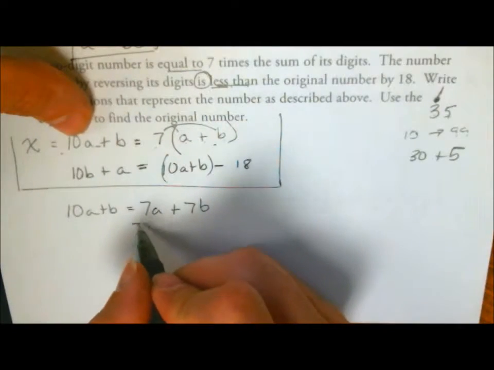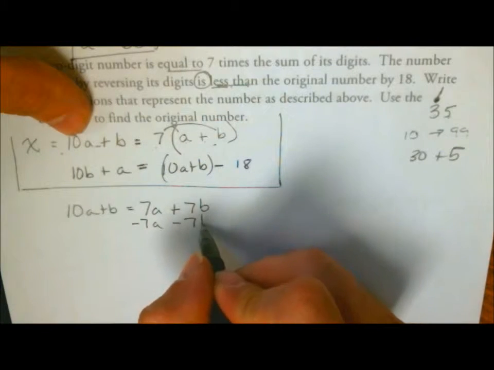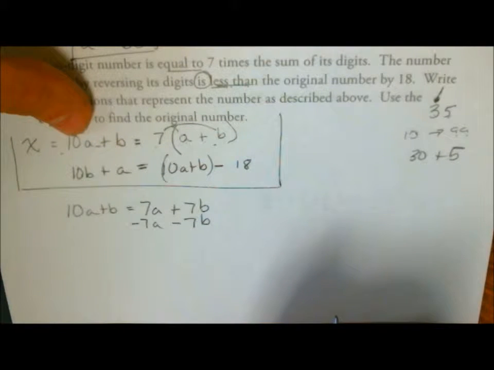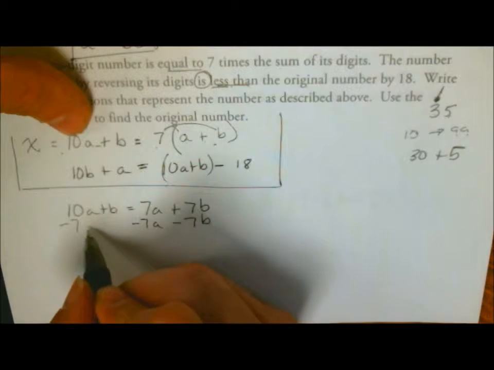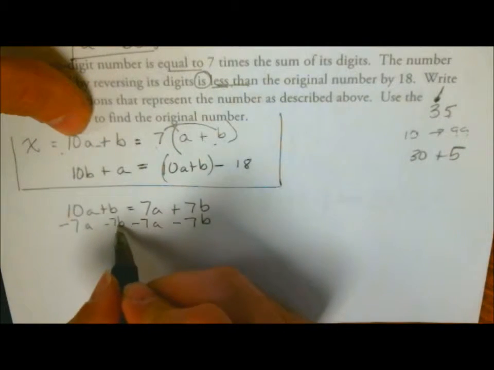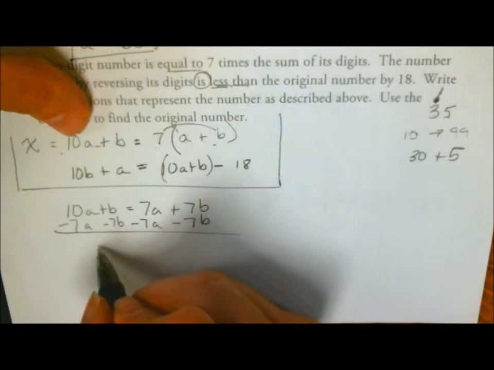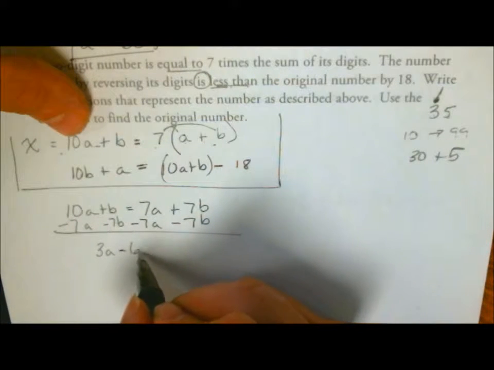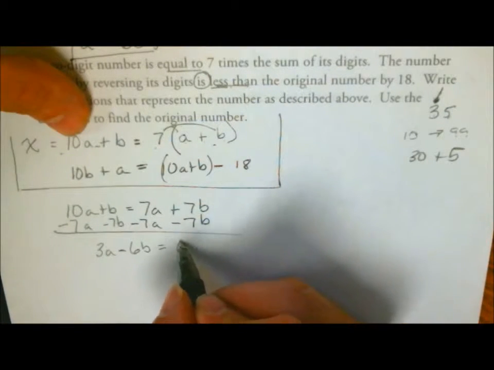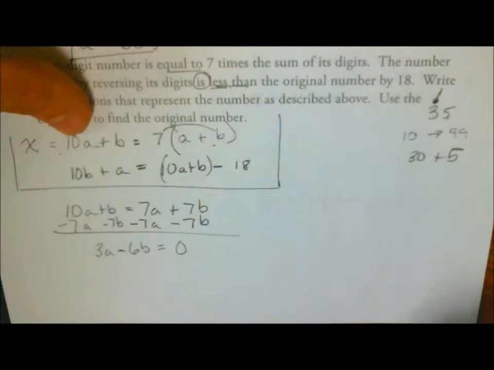Well, if I subtract 7a from here and subtract 7b from here, I have to do it to both sides, 10a minus 7a is 3a. b minus 7b is minus 6b. And that equals 0. That's a little easier to look at, isn't it?